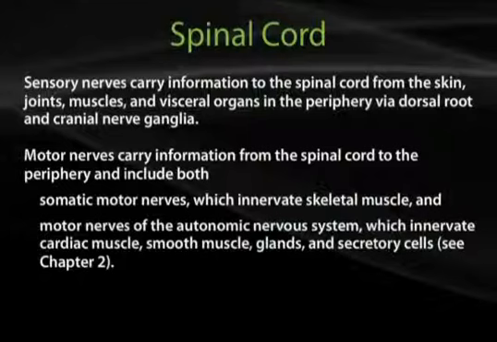Motor nerves carry information from the spinal cord to the periphery and include both somatic motor nerves, which innervate skeletal muscle, and motor nerves of the autonomic nervous system, which innervate cardiac muscle, smooth muscle, glands, and secretory cells. You can see Chapter 2 for further details.